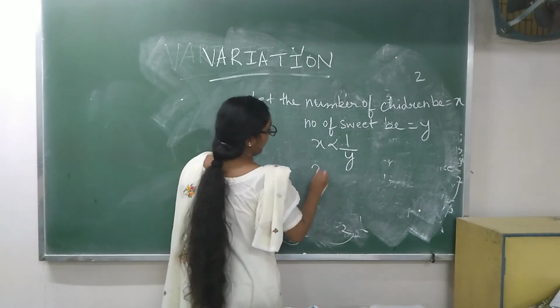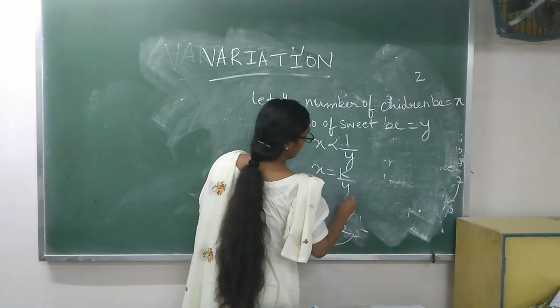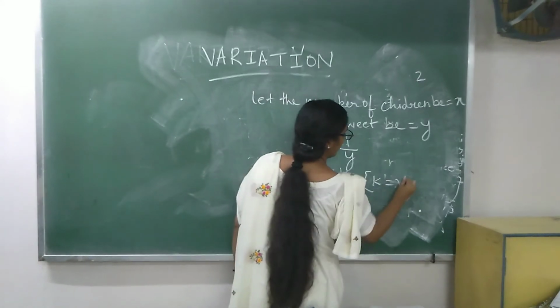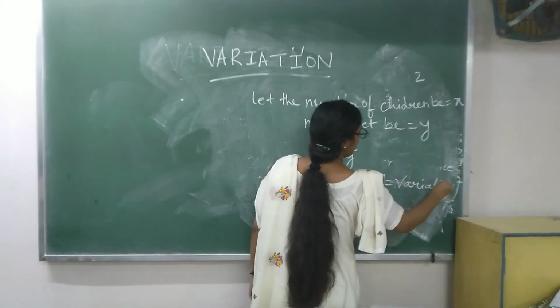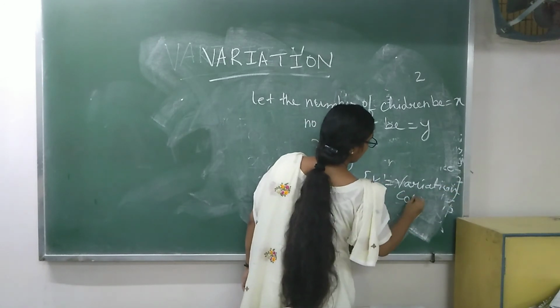Now you have to remove this. You will give 1 k and you will write k equals variation constant. In each and every question please write variation constant.